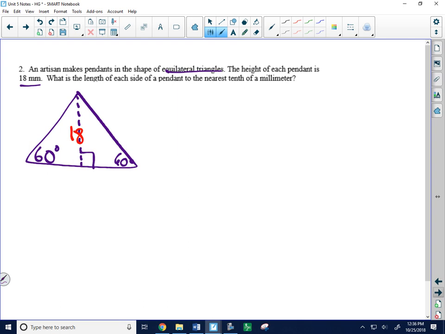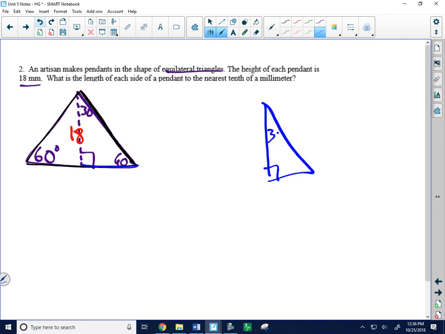I didn't draw on the 60 at the top, the 60 degrees, because my altitude will split it into 30 and 30. So there's the height. What is the length of each side of the pendant? Like this side, or that side. So you gotta think, I have a 30, 60, 90. Sometimes students want to directly go to a hypotenuse, but there is, but it's more complicated. So just go directly to the short length.